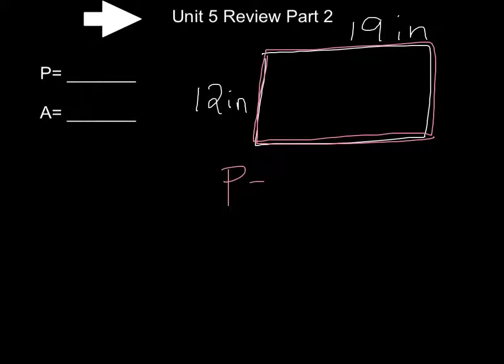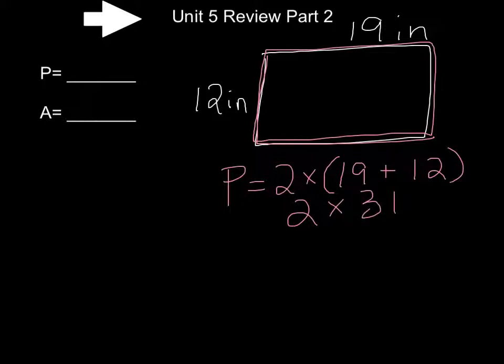Now, a slightly quicker way of thinking about that is remembering that, well, since we have two sides that are 19 and two sides that are 12, it's a rectangle after all, opposite sides are equal, we can add up a length and a width, and then we can double that. 2 times length plus width, 19 plus 12, 9, 10, 11, 21, 31. 2 times 31 just means I'm going to double that, and that means that my perimeter is going to be 62 inches.